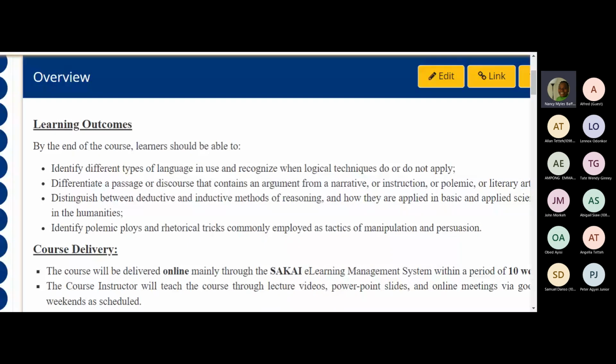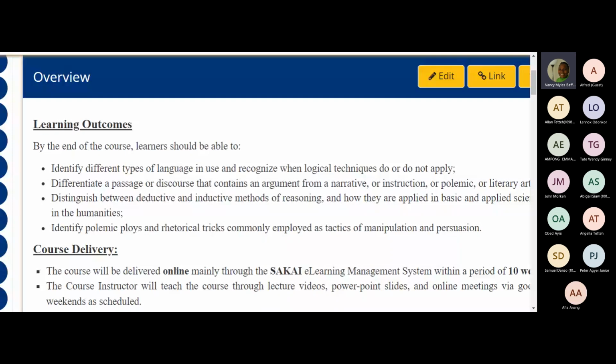content that I want you to have. I want you to meet that objective. So you are supposed to be able to identify different types of language in use and recognize where logic applies and where it does not apply. Some of the instances, you cannot apply reasoning to it, logical reasoning, I mean, the rules of logic. It won't apply, you see.